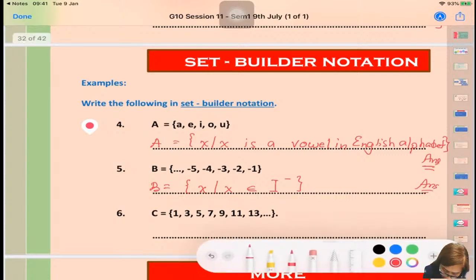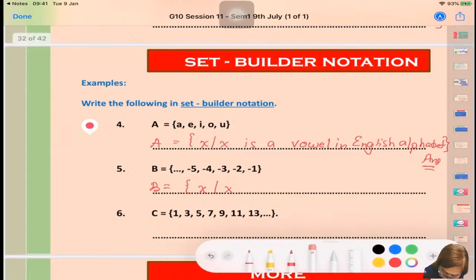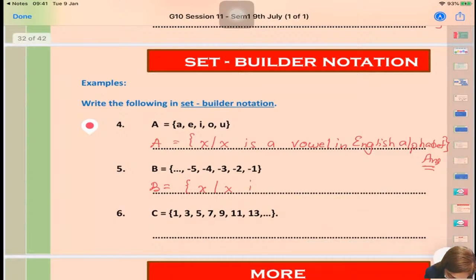How about if you don't want this answer? Actually, you can have another answer for all of this. I'll change it. This is now the answer. But we can have another way of writing this. You can have this answer as the set of all x such that x is a negative integer. You can use this as your answer.